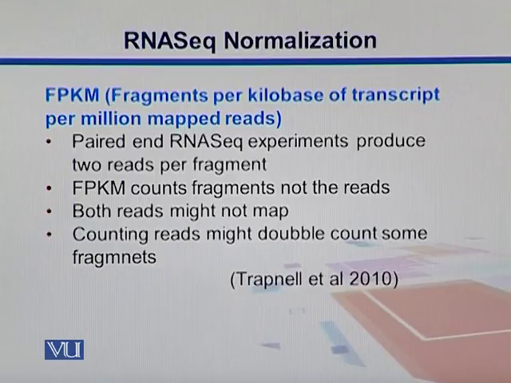Sometimes FPKM counts fragments in this example. So they are not actually counting reads. And in some situations both reads might not map. If we count the reads, that might double the counts of some of the fragments. So in order to compare these two situations, or in order to control that lingo, they use the word fragments per kilobase of transcript per million mapped reads rather than RPKM, or reads per kilobase of transcript per million mapped reads.